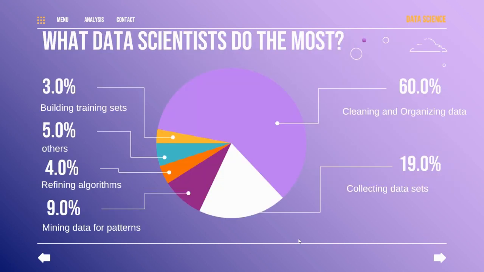Now, what do data scientists do the most? Here, data scientists mostly prefer to clean and organize the data, and next is collecting the data sets. Next is building the data, and mining data for patterns, and other types of data work, and refining algorithms and building training sets. This pie chart represents what data science does the most.